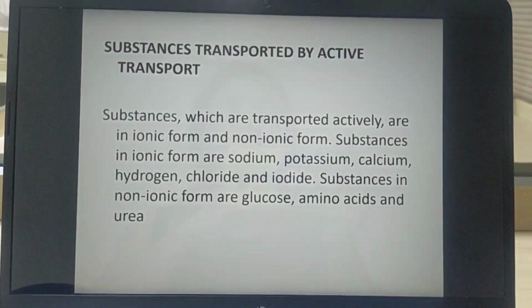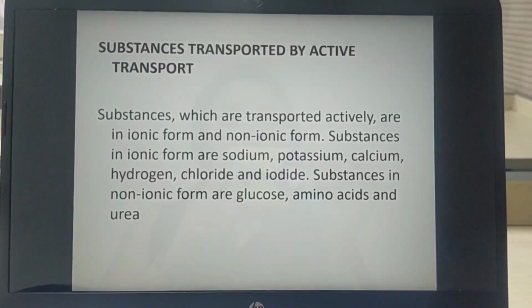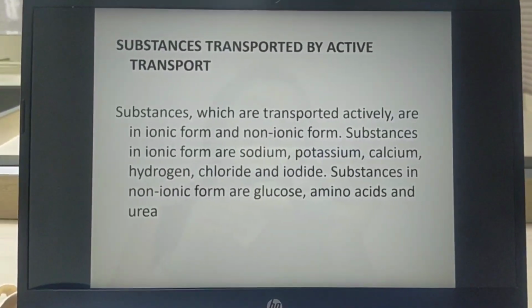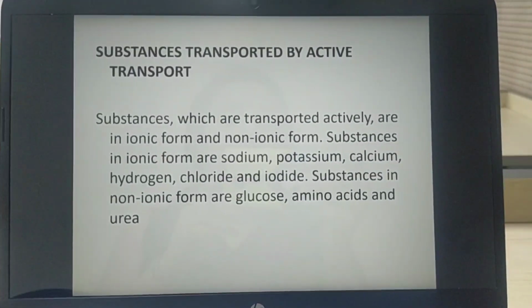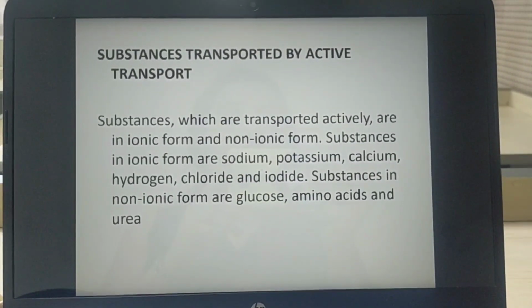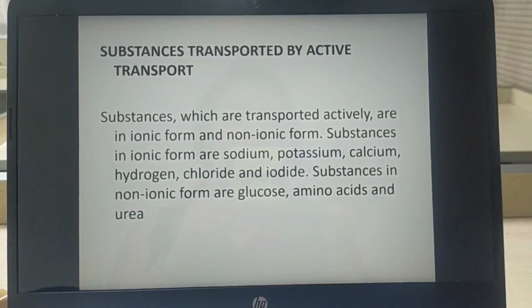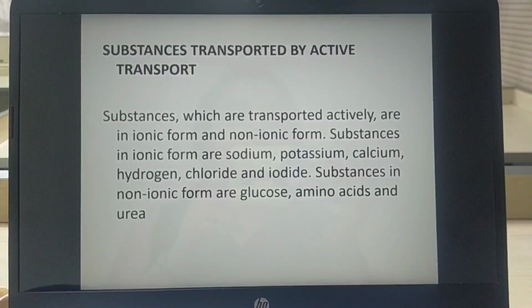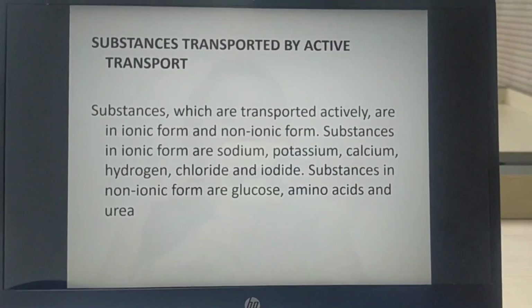So, which substances are being transported by active transport? The answer is that substances which are transported actively are in ionic form and non-ionic form. Substances in ionic form are sodium, potassium, calcium, hydrogen, chloride, and iodide. And substances in non-ionic forms are glucose, amino acids, and urea.